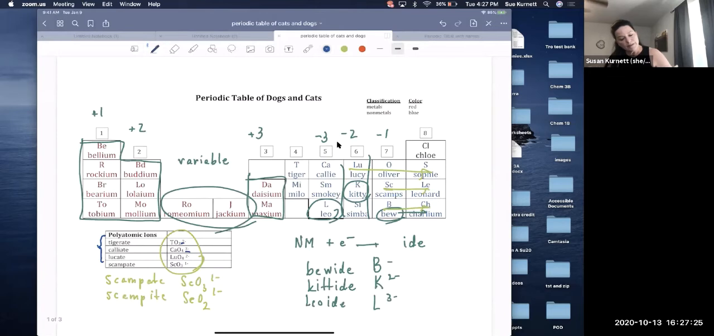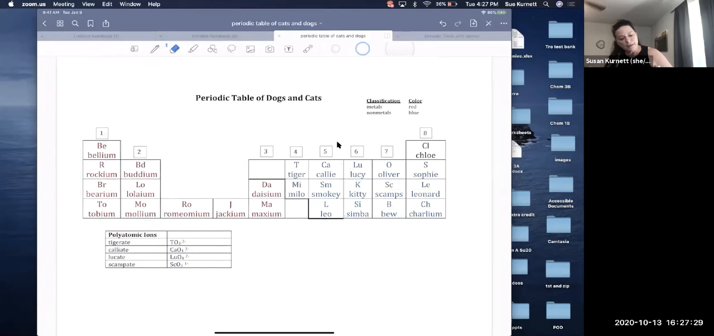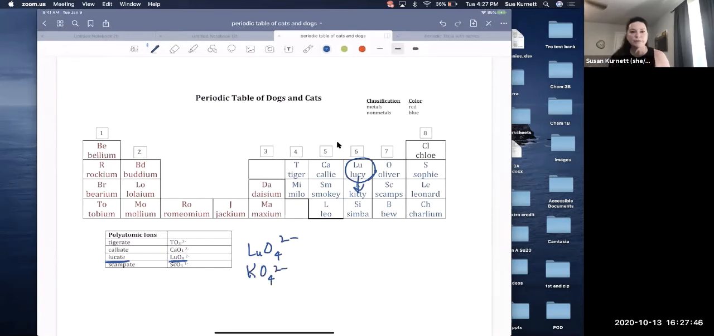The next kind of derivative is the going down a column thing. If I know leucate, LuO4 2-, I also know kidate or kittiate. Same number of oxygen, same charge. And if I know an ate, I know its ite.